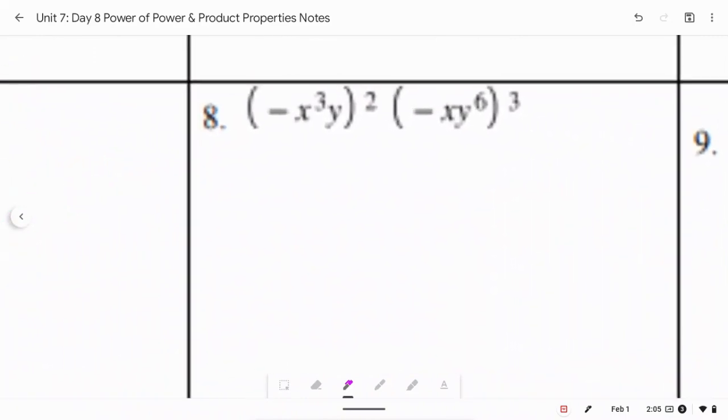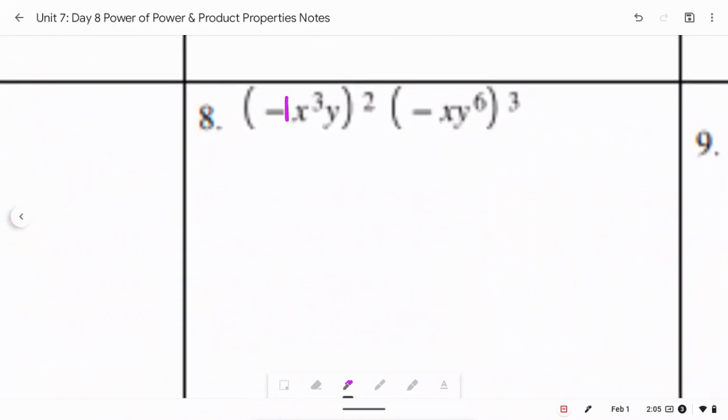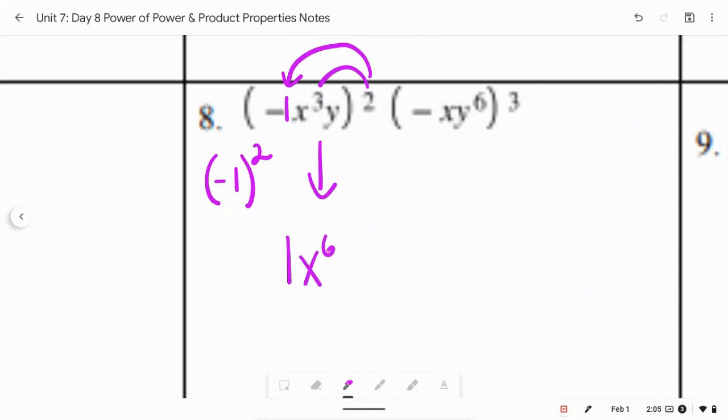In number 8, we're going to distribute. Now careful, because there is a -1 in front. So when you type this in your calculator, if it's a negative coefficient, make sure you use parentheses. Otherwise, you won't get the correct answer when typing it in the calculator. So -1 to the second power is +1. And then multiply the exponents. So x to the 6th, and then y to the second.